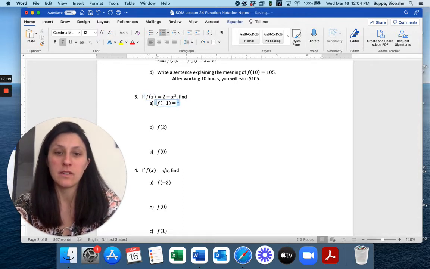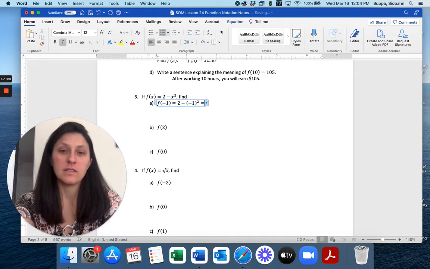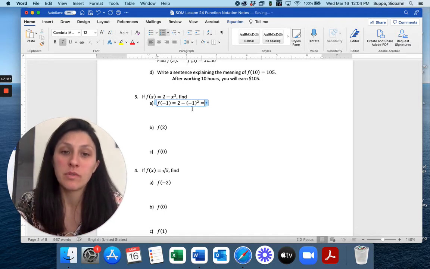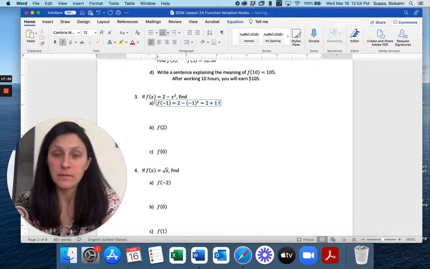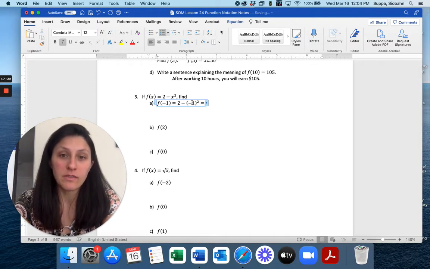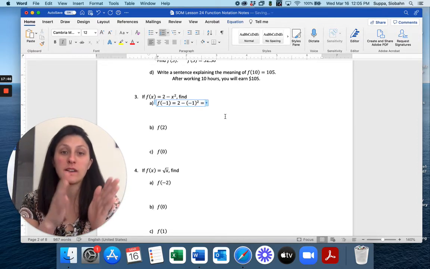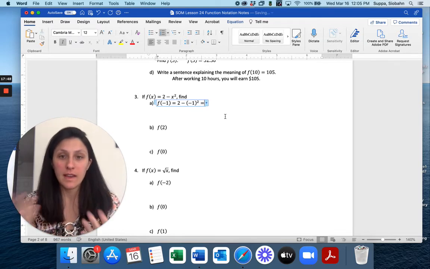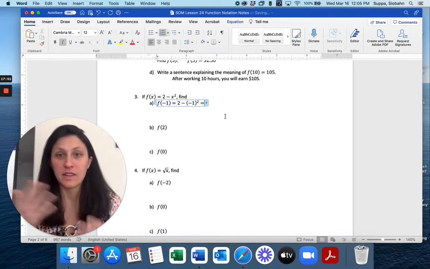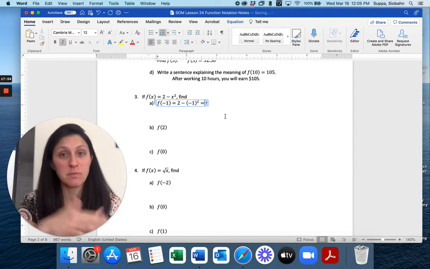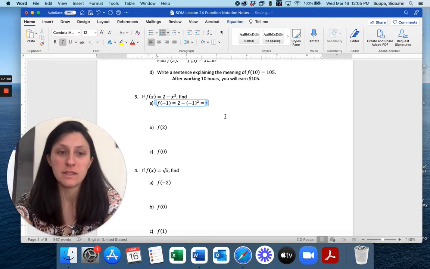So let's do that together. Anytime you plug a number into a function, always use parentheses. The reason that's important is that if you don't put parentheses here, you might multiply this negative first, and then you'll think the answer is 2 plus 1, which it's not, because first you have to square this negative 1. That's why these parentheses are important. You should always put parentheses when you're plugging a value into a function. They can't hurt. Sometimes they're unnecessary, but sometimes they're necessary. So it's better to be safe than sorry, so you should just always use parentheses.